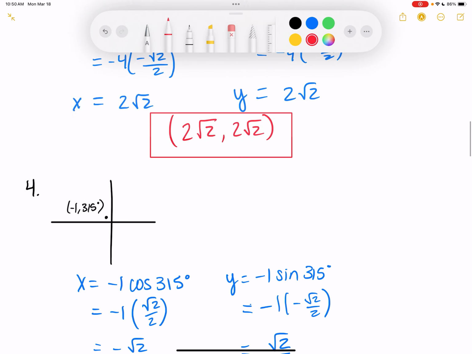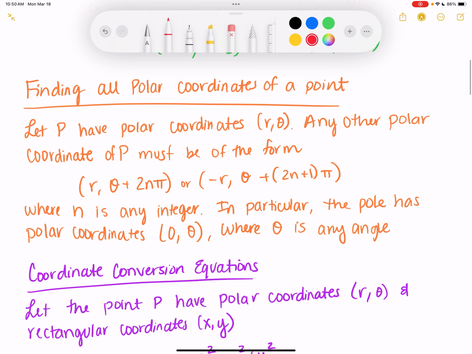They go back to this here also to find all polar coordinates. So P has the polar coordinates r, theta. Any other polar coordinate of P must be of the form r, theta plus 2n pi, which, for tangent, n pi works, so I'm not sure why they're always doing 2n pi. But then it looks like for the other one, it's 2n plus 1 pi, which is where the pi part is coming from, I guess.